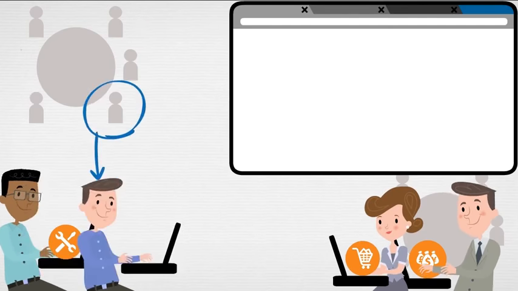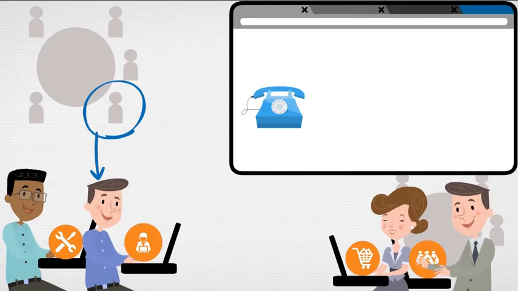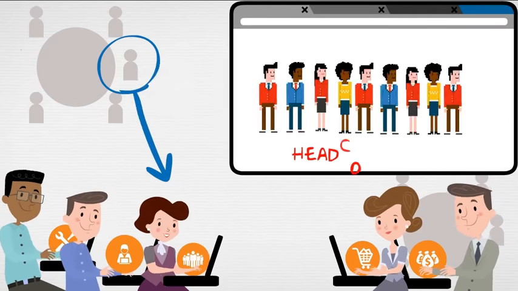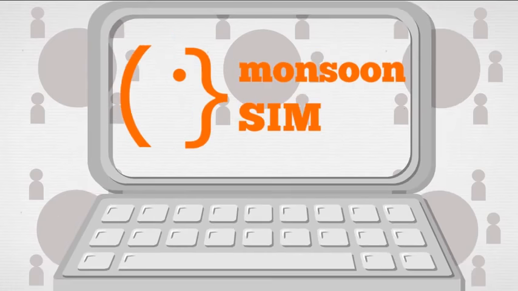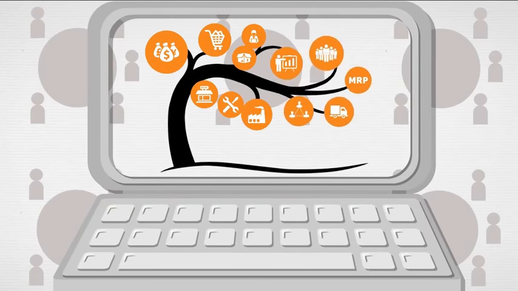Adam, who takes on the role of service staff, has to monitor incoming service calls from the field and take the proper actions. Jessica, who takes on the role of a recruiting staff, has to work based on her simulated headcount plan. In MonsoonSIM, the game starts with a very simple scenario and evolves as the game progresses.